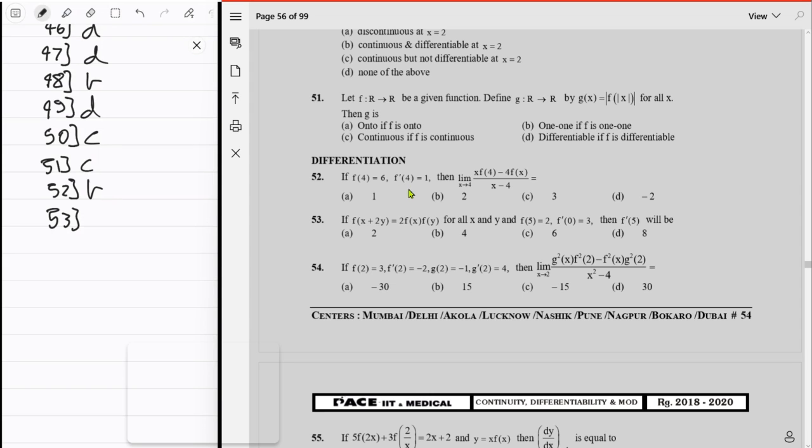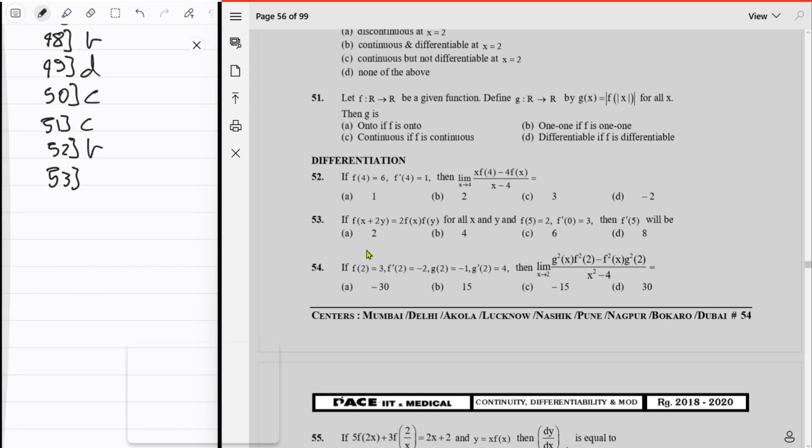I could always put y equal to 0, right? What does that tell us? It just tells us that f of x is equal to 2 f of x times f of 0. So 2 f of 0 must be 1, so f of 0 is equal to 1 upon 2. We know that right away.